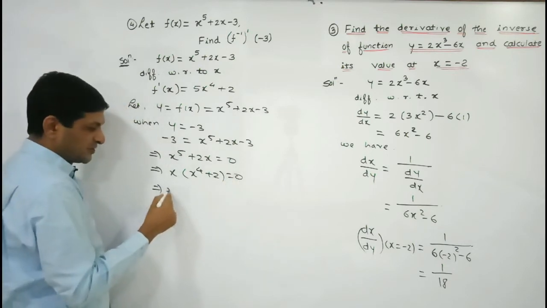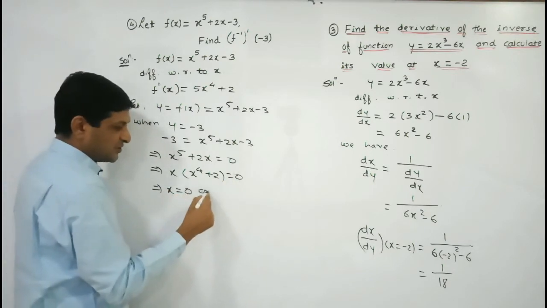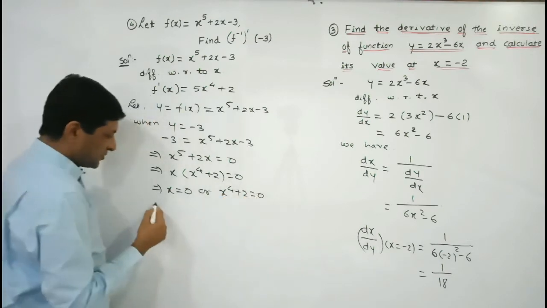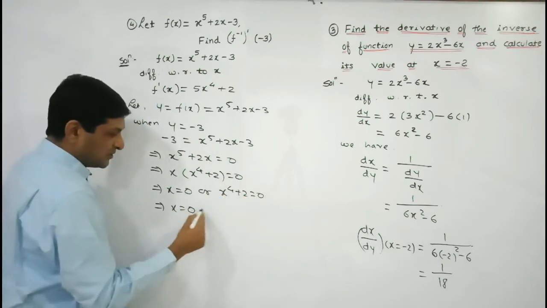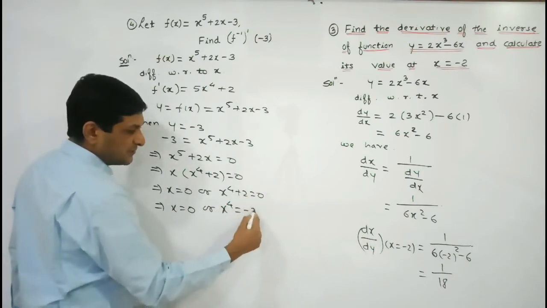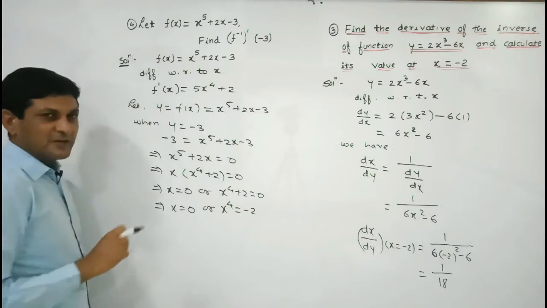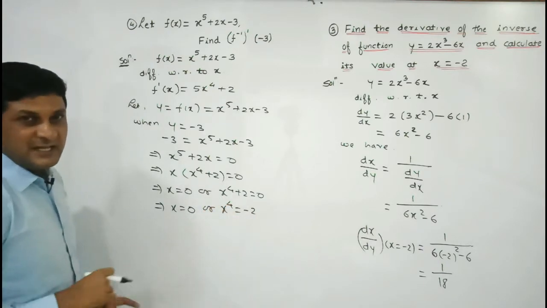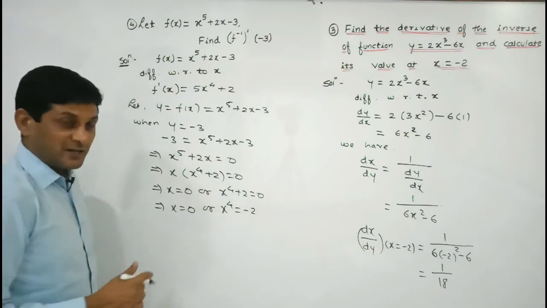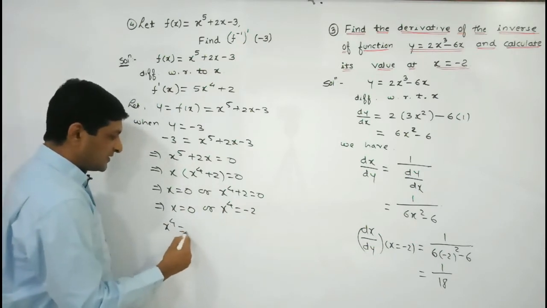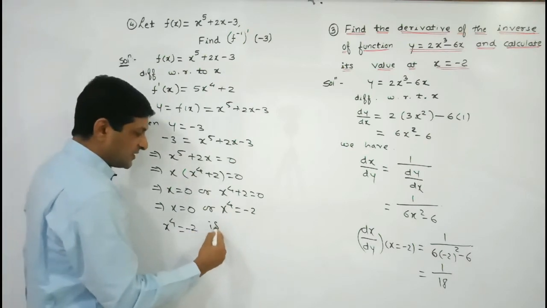The product of these two terms is 0, meaning either the value of the first term is 0 or the value of the second term is equal to 0. So this implies that x is equal to 0 or x raised to power 4 is equal to minus 2, since the plus 2 on this side becomes minus 2. But we know that whenever the power of x is an even number, then for any real number its value cannot be negative. So here we can say that x raised to power 4 is equal to minus 2 is impossible.